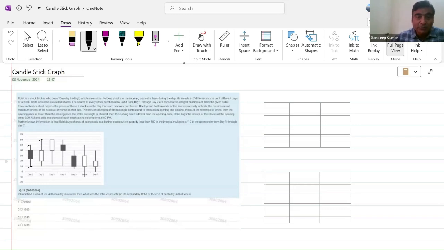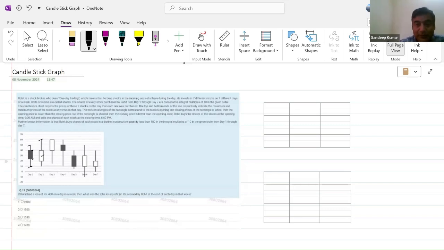The horizontal edges of the rectangle correspond to the stock's opening and closing prices. If the rectangle is white, then the opening price is lower than the closing price. But if the rectangle is shaded, then the closing price is lower than the opening price. Rohit buys the shares of the stocks at the opening time, 9 a.m., and sells them each at 6 p.m. Perfect. So let's look at day 1.